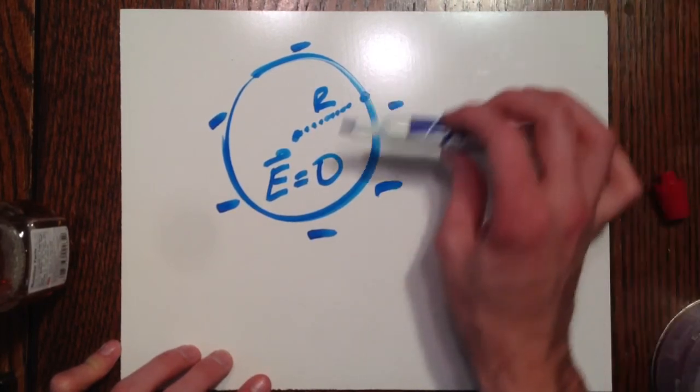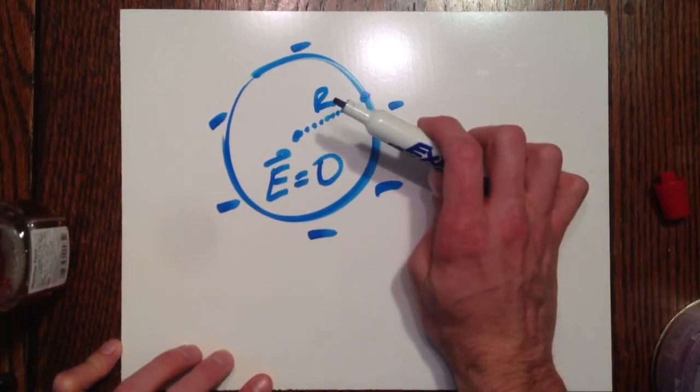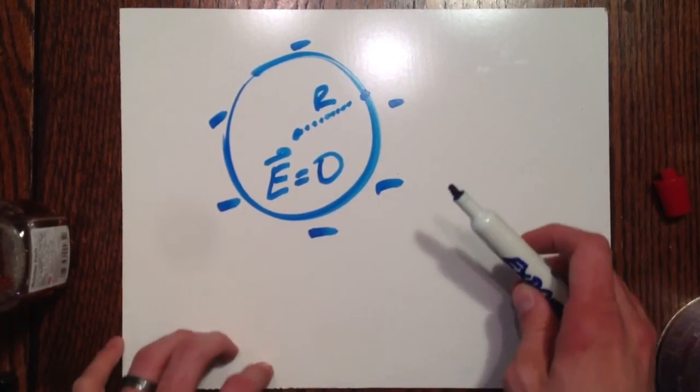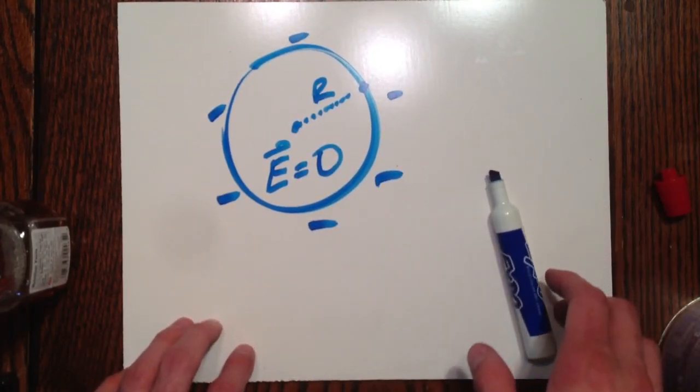So electric field, 0 inside a conductor. Electric potential, constant inside a conductor. So that should get you started on electric field and electric potential type problems.